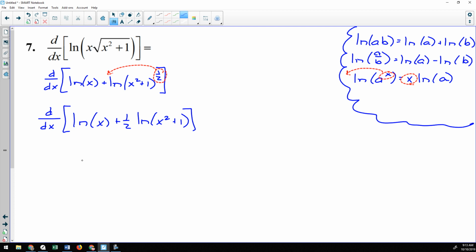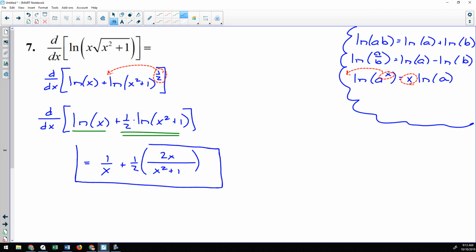So now when I do my derivative, if you are adding, you do the derivatives completely separately. So we're going to separate these two. The derivative of natural log x is just 1 over x. Plus, and if you have a constant, I have 1/2 times natural log, you can ignore the 1/2, and the derivative of natural log of x squared plus 1, the x squared plus 1 goes on bottom, and the derivative of that goes on top. And there is a derivative for the 7th example we did.